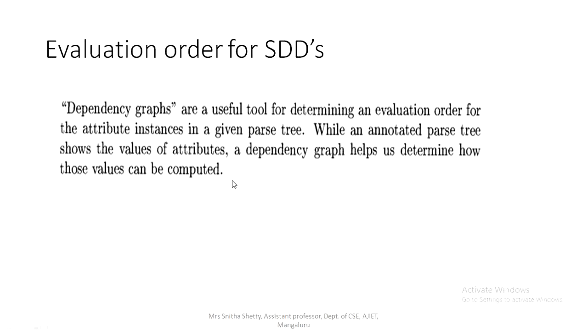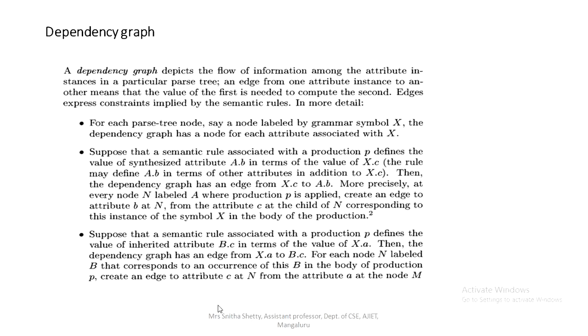So one way is you can show the annotated parse tree, but the dependency graph is more efficient than the annotated parse tree. Why? Because the annotated parse tree shows the value of attributes, but the dependency graph helps us determine how those values can be computed. First we'll see what a dependency graph is in detail. A dependency graph depicts the flow of information among the attribute instances in a particular parse tree, and an edge from one attribute instance to another means that the value of the first is needed to compute the second. So it explains the constraints implied by the semantic rules in more detail.